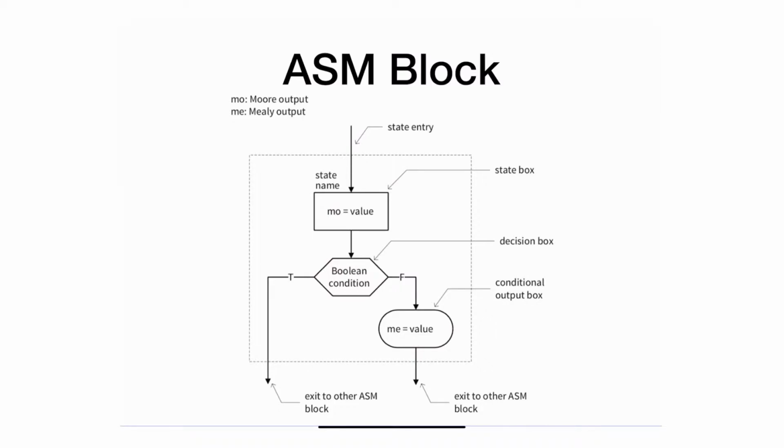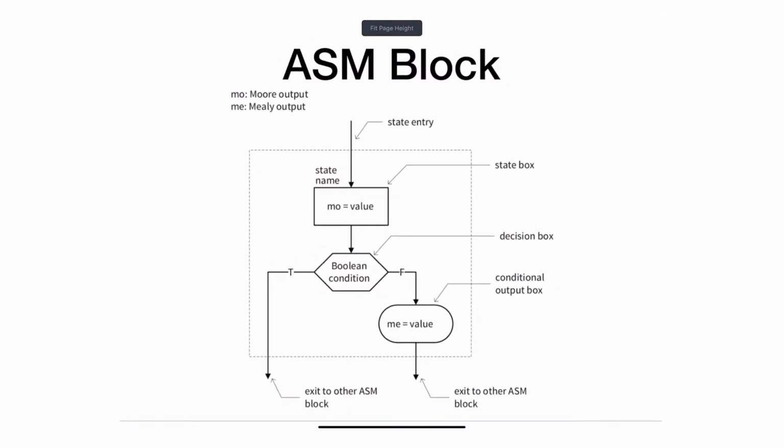Each ASM block has one single state, because each ASM block is associated with a single state. You can put the state name in here. Sometimes people put the state name inside the state box, and there should be one state box per ASM block. After that, you have one entry to the ASM block, because we're representing it similar to a flowchart. That entry tells me I am in this current state, for example S0 or S1, whatever you call it.